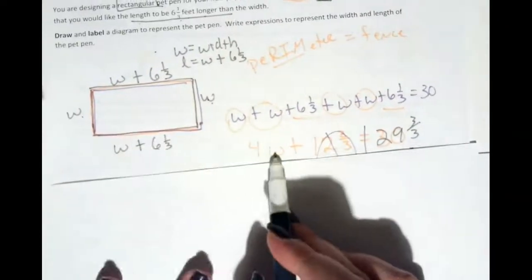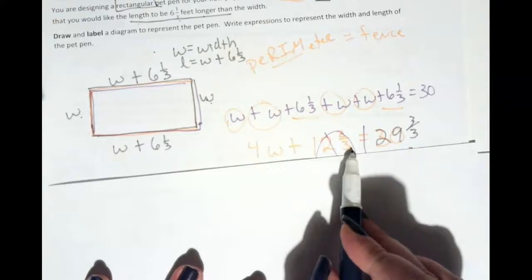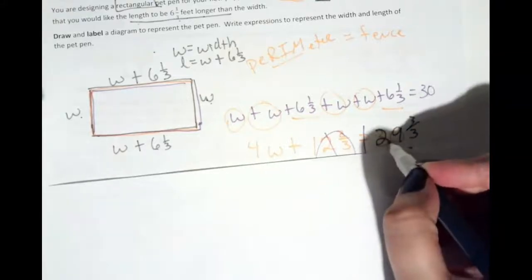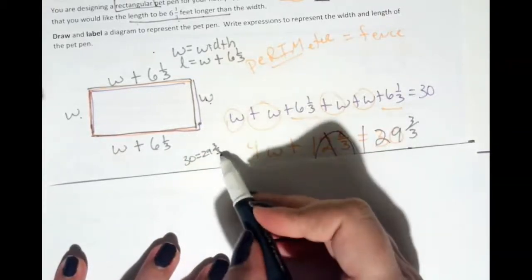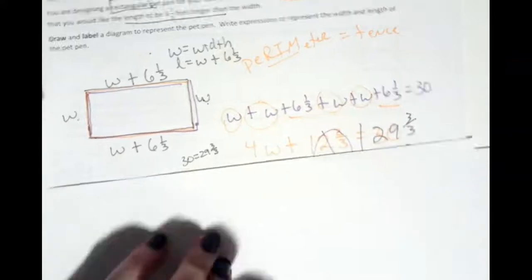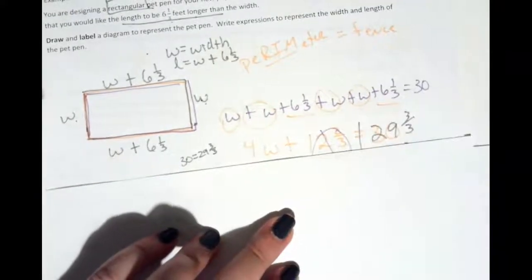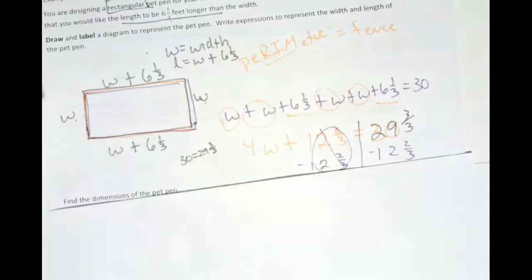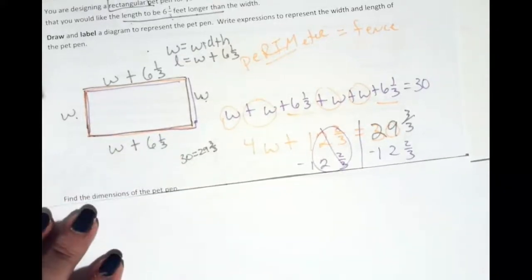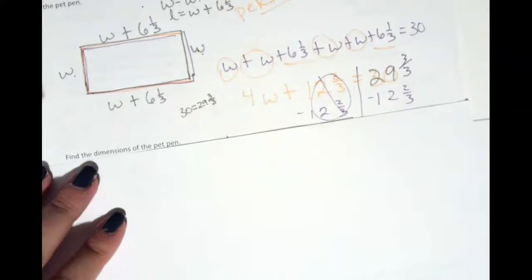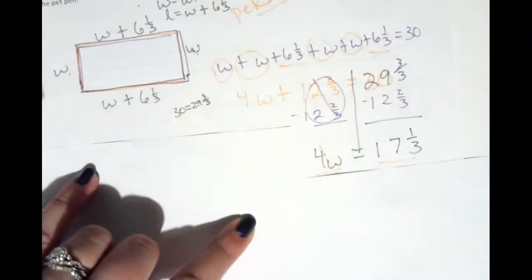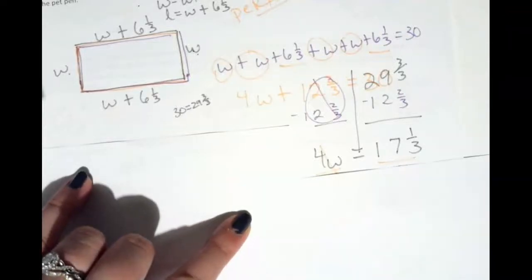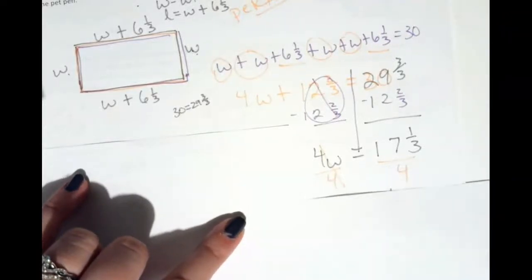So 4 W's plus 12 2/3 equals, this said 30, but I've marked it out and rewritten my 30 as 29 and 1, and I wrote the 1 as 3/3. That way I can subtract 12 2/3 from each side of my equation. Giving me 4W, or 4 times the width, is 17 1/3. Divide each side by 4.